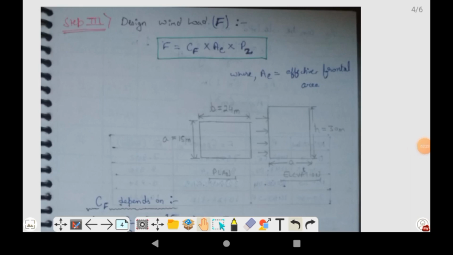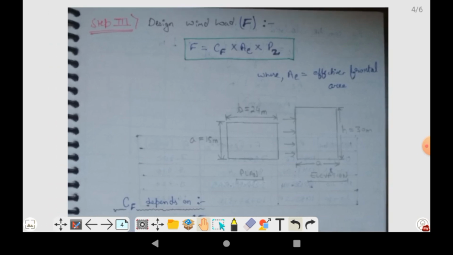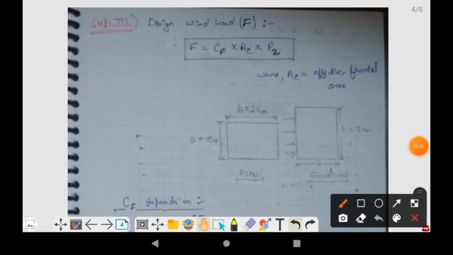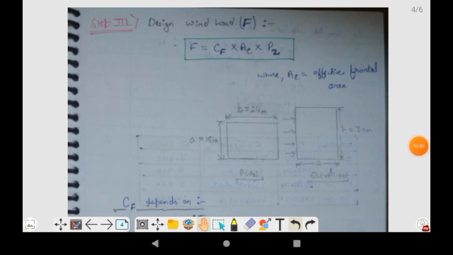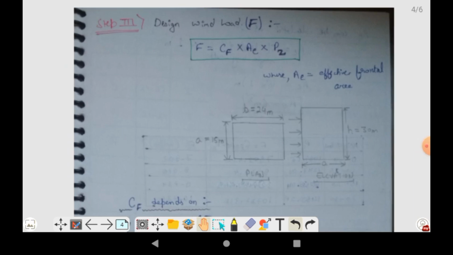Now, moving toward our third step, we need to calculate the design wind load, that is denoted by capital F. The formula for the design wind load is CF multiplied by AE multiplied by Pz. You already know that CF is the force coefficient of the building, and AE is the effective frontal area, and Pz, which we have already calculated before, is the design wind pressure.